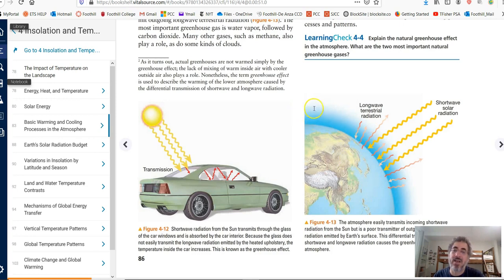And basically the atmosphere acts as the windows on this car. They block some of that heat from leaving, and they help warm up the earth. We, of course, need the greenhouse effect. If we didn't have it, the earth would be a frozen snowball. But we don't want too much of a good thing, because then we get global warming.